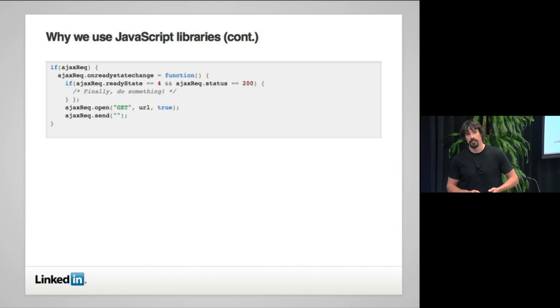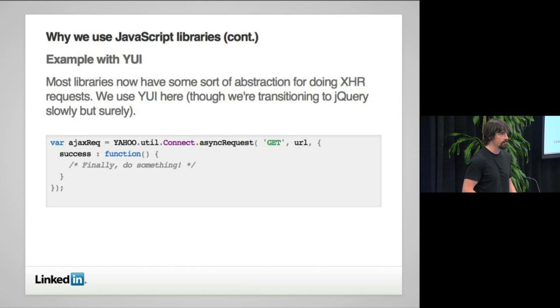On the other hand, with YUI, it's ridiculously simple. It's two lines, and you're ready to go. You can easily fire off your request and do whatever you want with it. We are slowly transitioning to jQuery. I think the new homepage that we're seeing now for internal tests is using some jQuery, and Profile 2 will also be using jQuery. But it's kind of mixed right now. We haven't fully transitioned to one or the other.